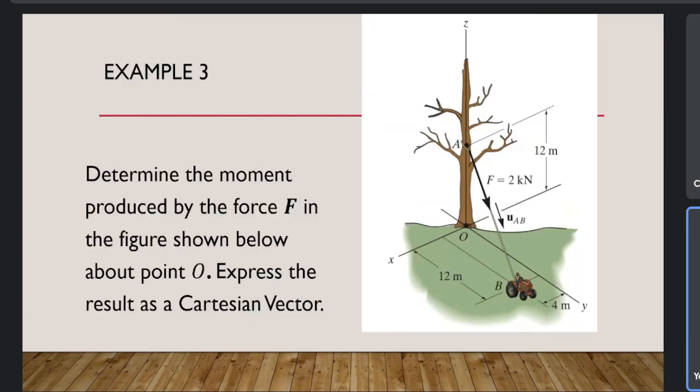So let's solve this with an example. In this example 3, it's asking to determine the moment produced by the force F in the figure shown below about the point O, and express the result as a Cartesian vector. The tree has a certain length of 12 meters from the point A to point O along the x-axis. The tractor is trying to pull, so the cord or the cable is attached to the point A, and it makes a certain angle. Let's assume the tree is straight, so it makes a perpendicular distance.